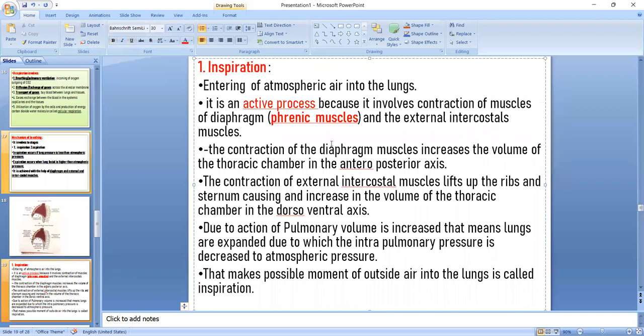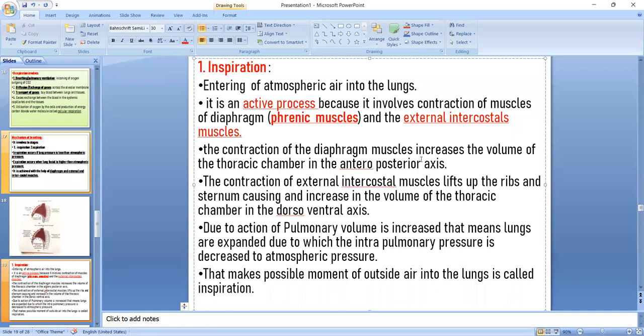Okay. So here, due to the contraction of diaphragm muscles and external intercostal muscles, inspiration takes place. Manaki rendu points gurtundali. It is an active process due to the contraction of phrenic muscles or diaphragm and external intercostal muscles. Simply, the thoracic cavity is increased. Simple, right?